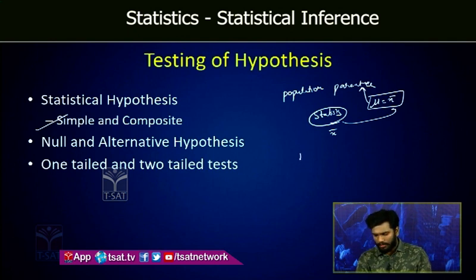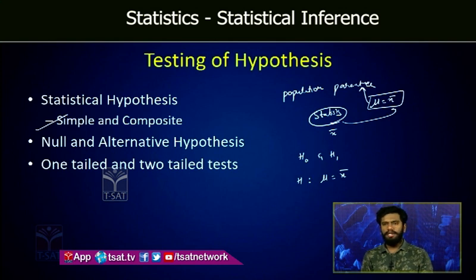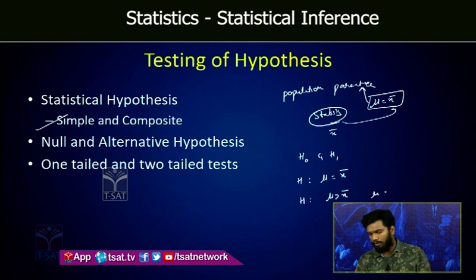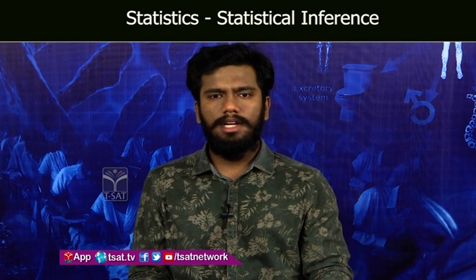Generally we represent it with h0 and h1. So you'll see what is h0 and h1. H implies mu is equal to x bar. That is a simple hypothesis. In the simple hypothesis we are clearly mentioning the population parameter, that is mu is equal to x bar. We are clearly mentioning that the population parameter is equal to the sample statistic. Whereas a composite hypothesis will be like this: mu is greater than x bar, or mu is less than x bar, or mu may be not equal to x bar. All this comes under composite hypothesis.